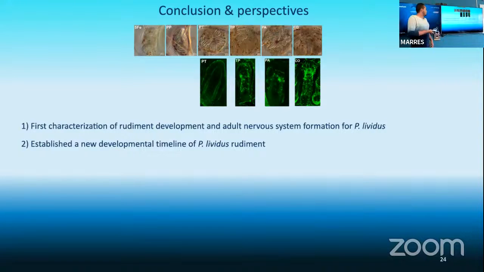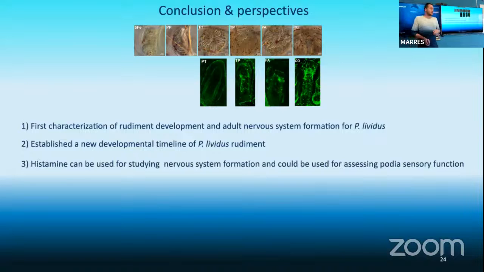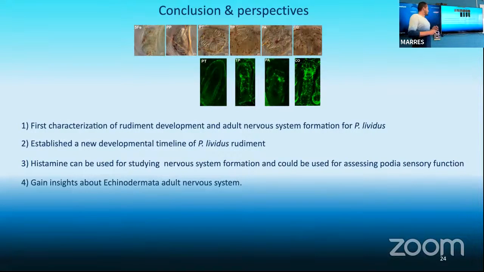Also, histamine staining was never performed before on the adult nervous system of Paracentrotus lividus. Therefore, it shows us that it can be used for studying nervous system formation. And thanks to the literature review, it could be used for assessing the podia sensory function. Finally, my work helped to gain insight about the echinoderm adult nervous system.